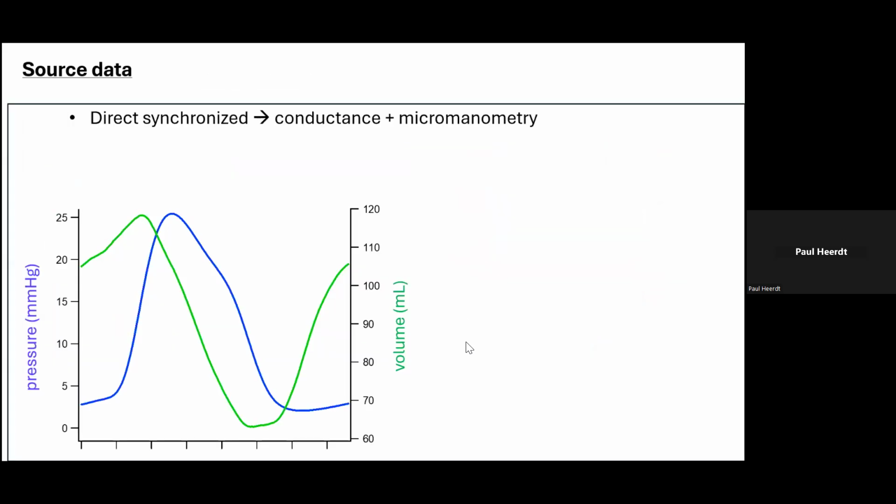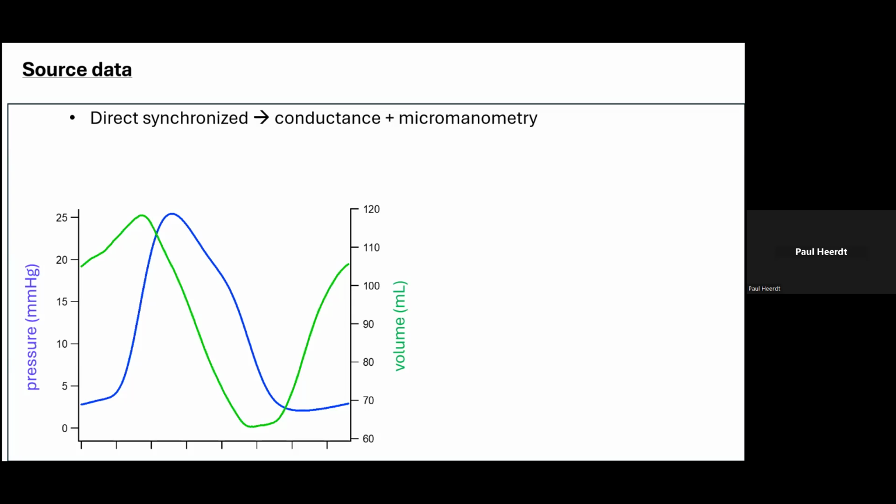Let's start with source data. The most common one that is certainly reported in the literature is what I call direct synchronized measurements of pressure and volume, where the volume is measured by conductance, which I'll talk about momentarily, and the pressure by micromanometry, where the transducer is located directly on the catheter and then transmitted electronically back to the acquisition system. So you're avoiding all the distortions associated with a fluid-filled system and tubing. The green shows a volume trace. The blue shows a pressure trace. These are from the right ventricle.